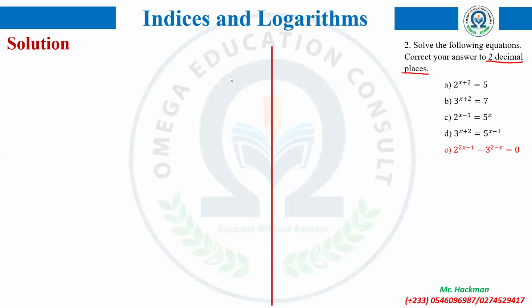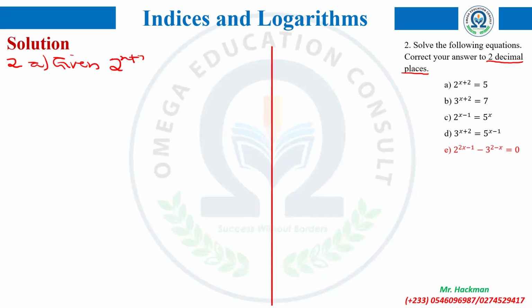So let's continue with the solution. After underlining the salient parts, now we come and write solution. Then we write the major question number. There is 2. Then there is minor, which is A. So what are we given here? We are given 2 to the power x plus 2.